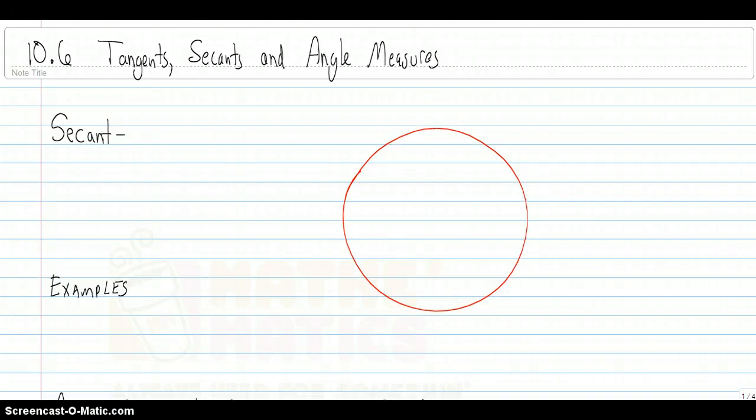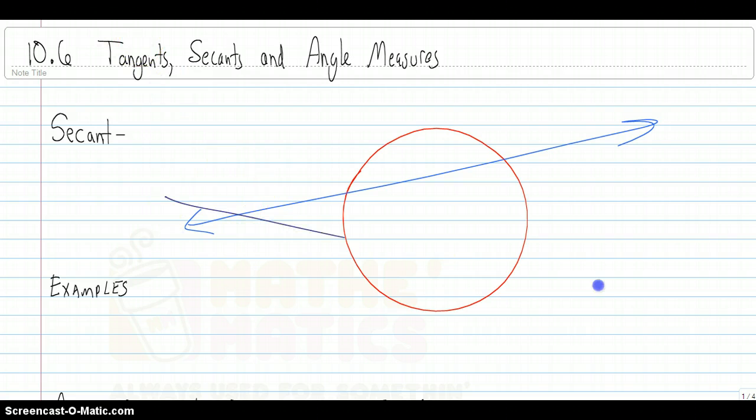This is Geometry Section 10.6 on tangents, secants, and angle measures. And the first thing we're going to look at is a secant. And this blue line would be an example of a secant. Basically, a secant is a line that contains a chord. So I highlighted in green that chord that it does contain.